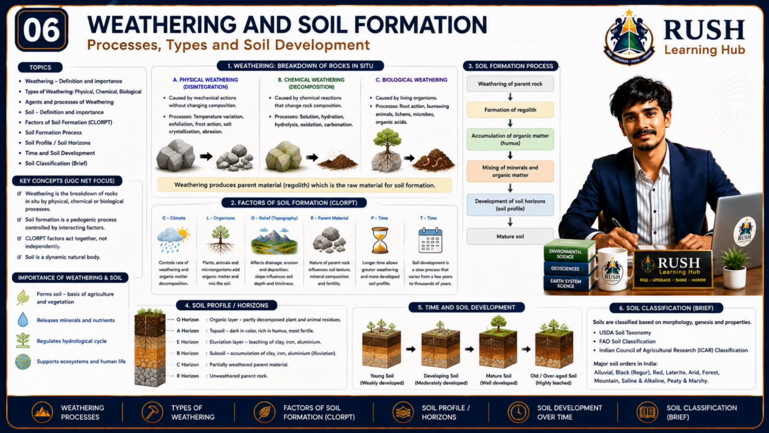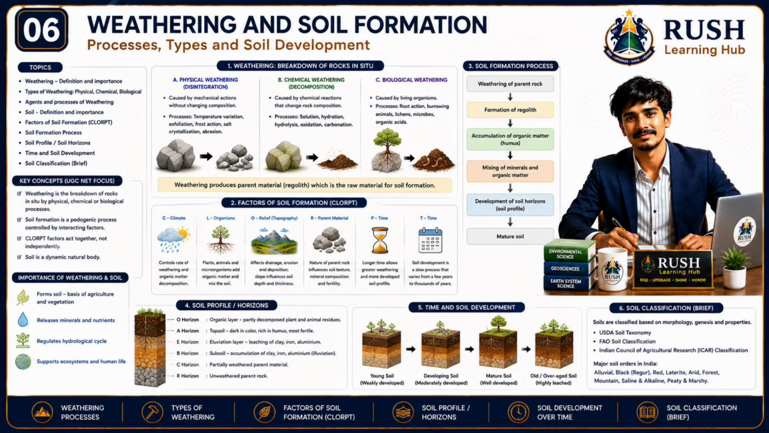Let us begin with weathering. Weathering refers to the in situ disintegration and decomposition of rocks and minerals at or near the Earth's surface under the influence of physical, chemical, and biological processes. Unlike erosion, weathering does not involve the movement of materials. It only breaks down rocks into smaller particles, providing the parent material for soil formation. Weathering is broadly classified into three types: physical weathering, chemical weathering, and biological weathering.